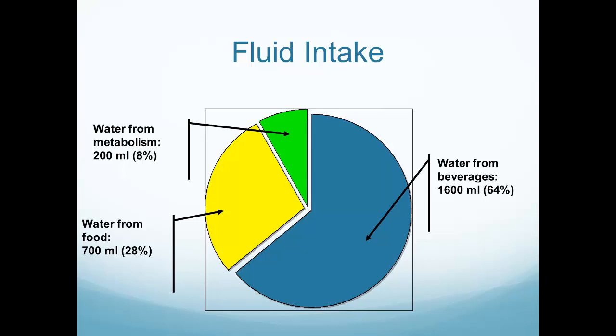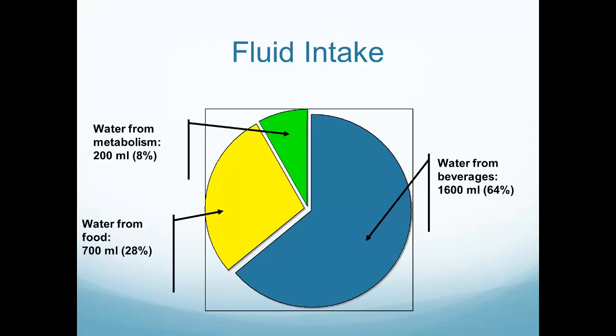And then water from metabolism accounts for about 8%. So water is the end result of some methods of metabolism. And you saw that when we talked about acid-base balance. Through the carbonic acid equation, we produced water. So that's another way that we can produce water. We can have water intake in the body. Now that's a very small percentage, 8%, and that's pretty static.